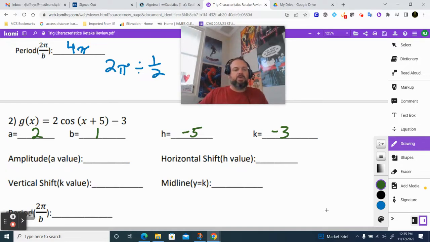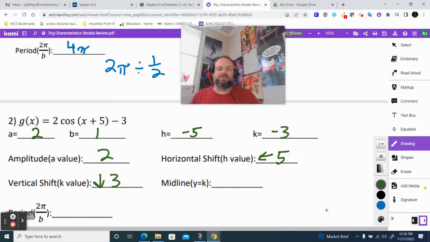So our amplitude. What is our amplitude of this one? 2, because that's our A value. Our horizontal shift, this has -5, so this means to the left 5. Vertical shift, this is a negative, this means down 3. And our midline, y equals k, this is y equals -3.